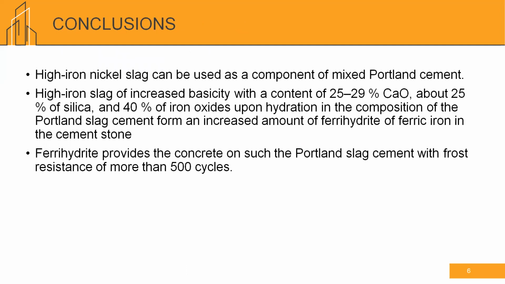Conclusions. High iron nickel slag can be used as a component of mixed Portland cement. High iron slag of increased basicity with a content of 29% calcium oxide, about 25% of silicon, and 40% of iron oxides, upon hydration in the composition of the Portland slag cement, forms an increased amount of ferrihydrate of ferric iron in the cement stone. Ferrihydrite provides the concrete based on Portland slag cement with frost resistance of more than 500 cycles.